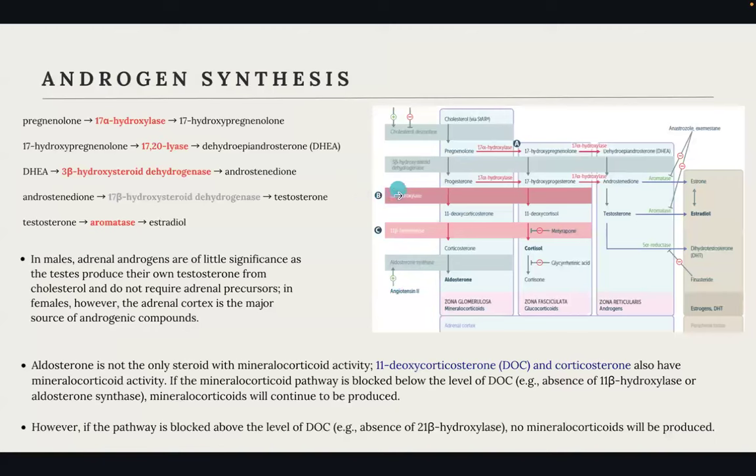But if I were to have a block at or above 21-hydroxylase, then I won't be able to make DOC. That's it, I don't have DOC, corticosterone, or aldosterone. So I would have a loss of my aldosterone effects. But remember, if the block is after the production of 11-DOC, after 21-hydroxylase, I won't be affected. I can still create aldosterone-like effects by the 11-DOC and corticosterone. The aldosterone effects won't be lost. I hope that made sense.